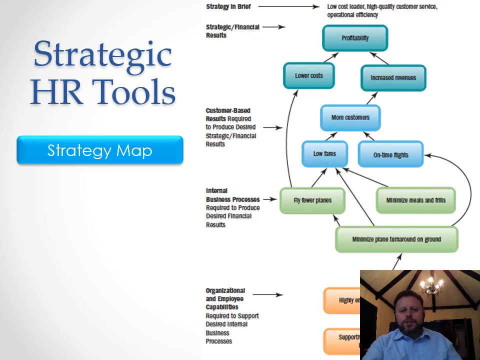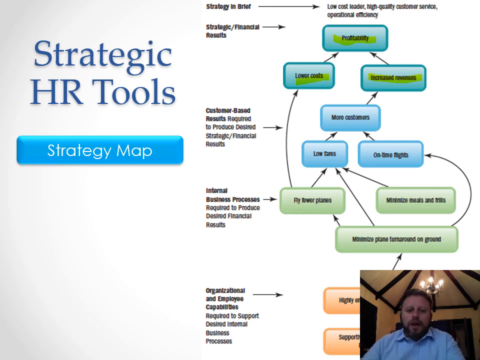So we could look at it this way. And you can look at this a little bit on your own because my face is covering it. But we have over here profitability. That's what we want, of course. And to have profitability, you need to make money. That's increased revenue. And we need to have lower cost. So you have lower cost, you make more revenue, you get a profit.